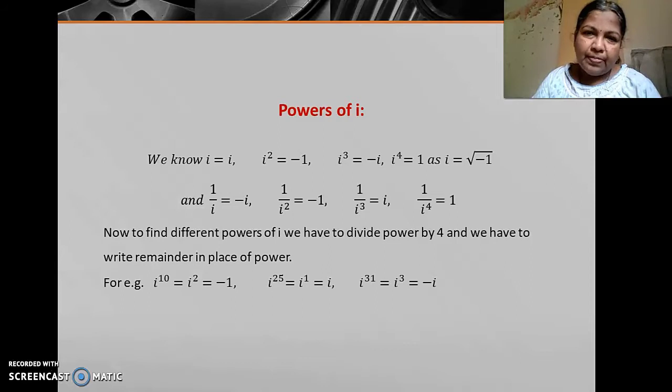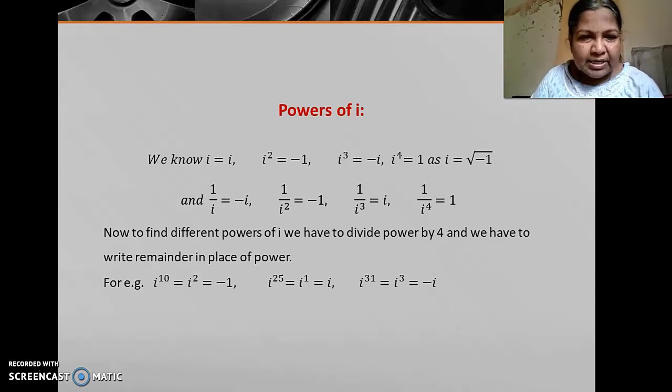Now if you take on the powers of i, then i raised to 5 would be 1 into i, so the values will go on repeating. After the fourth power, you will have the values back, that is i, -1, minus i, 1, and it goes on repeating.